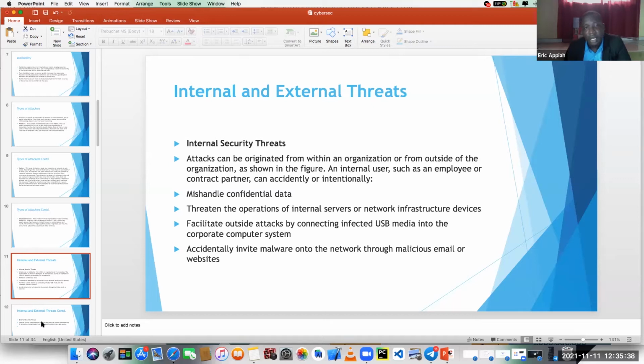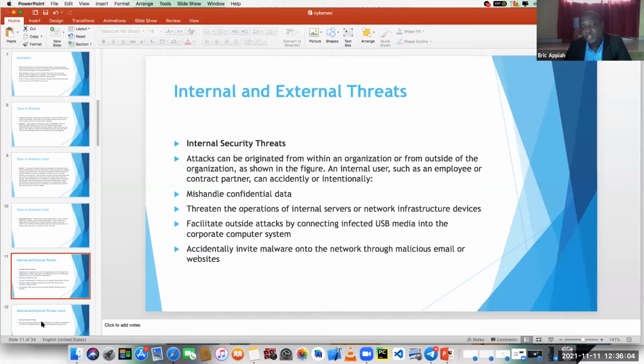Internal threats could also be mishandling of confidential data. An organization wouldn't want their confidential data to be mishandled, not at all. So these are restricted data that is entrusted to a few people.